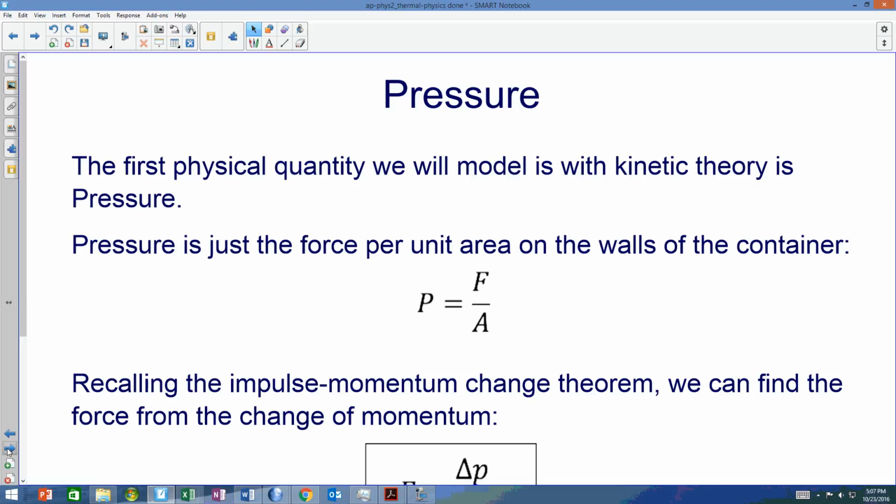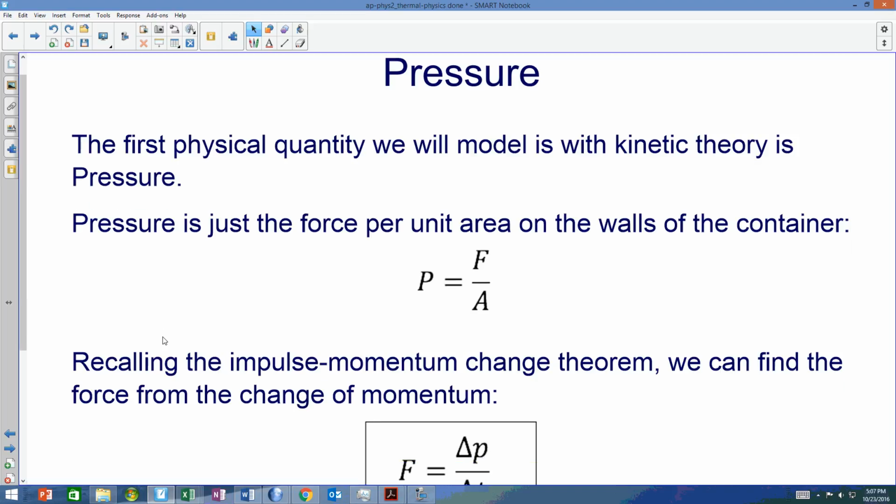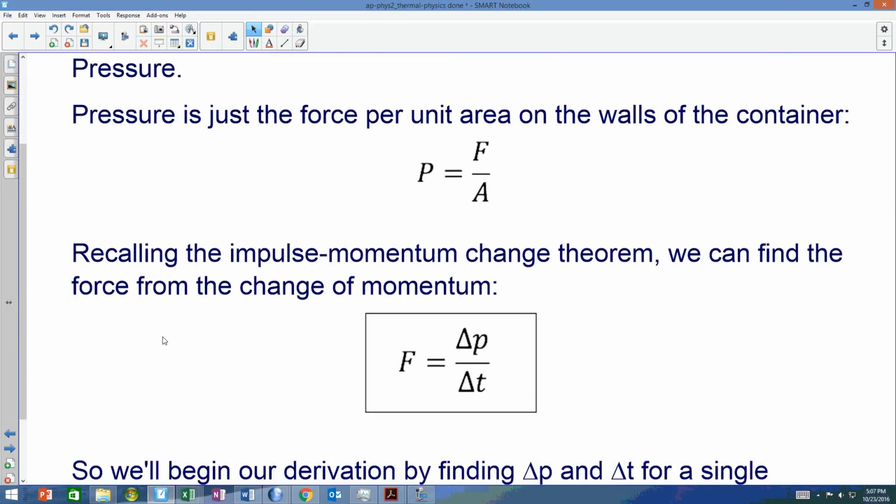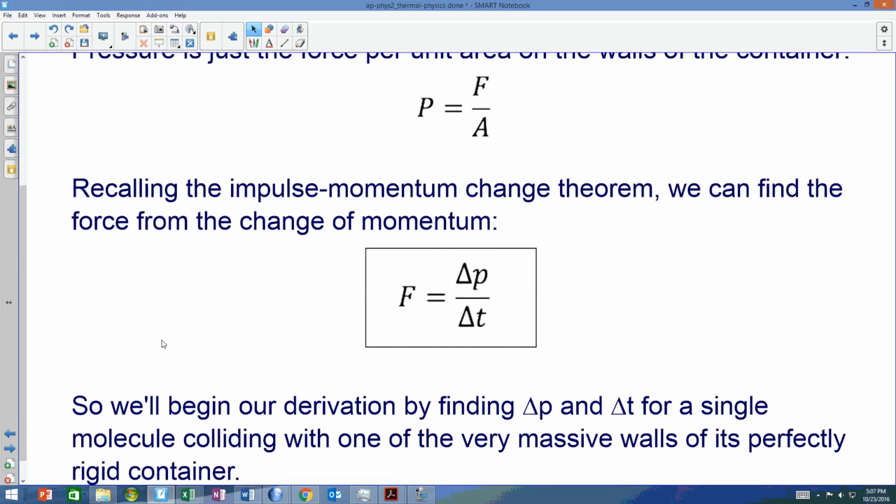So now let's talk about pressure. The first physical quantity we will model with kinetic theory is pressure. The pressure is just the force per unit area on the walls of the container. And as you've learned in the previous section, P, the pressure, is equal to the force F divided by the cross-sectional area A. Recalling the impulse momentum change theorem, we can find the force from the change in momentum.